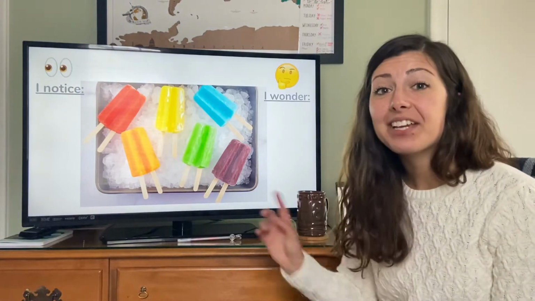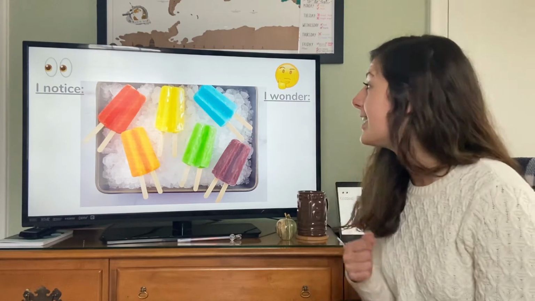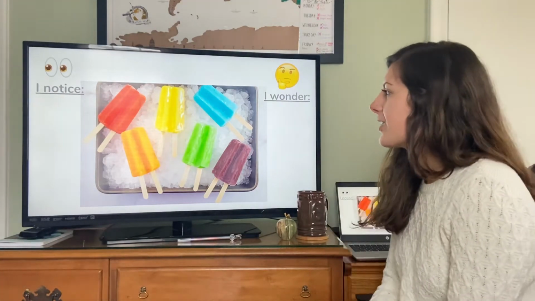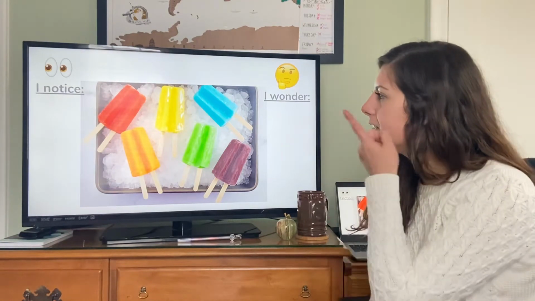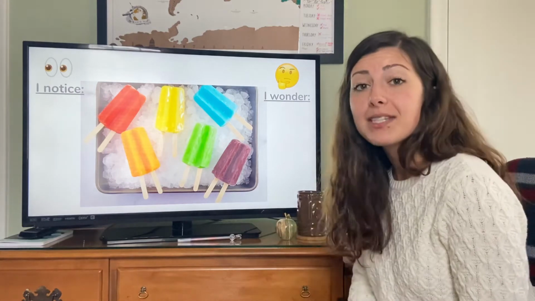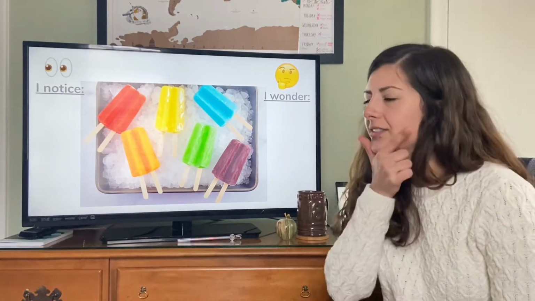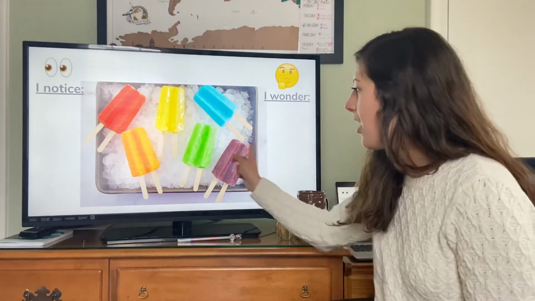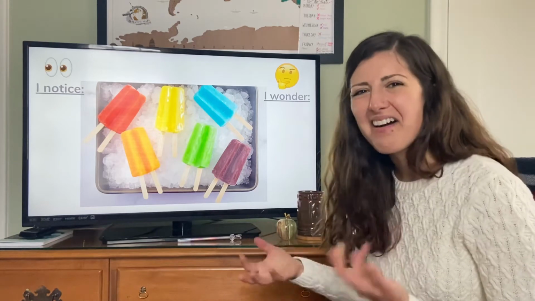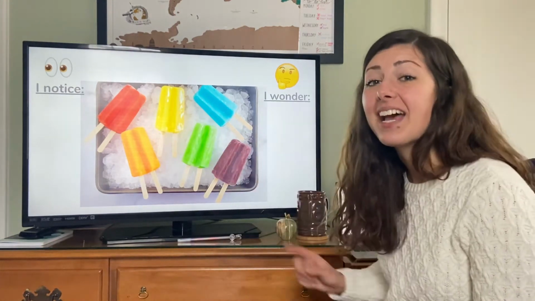Go ahead, take a look at our picture today. Tell me one thing that you noticed, something you can see, and something else that you're wondering about. I'll start us off. I notice that all the popsicles look like they're on little ice cubes. Something I see. What I wonder, are all of these the same flavor? Or are they all different flavors? That was kind of hard to say. So I did my I notice and I wonder.